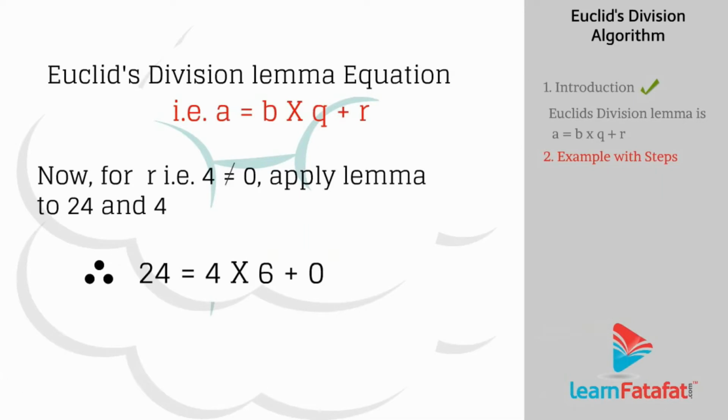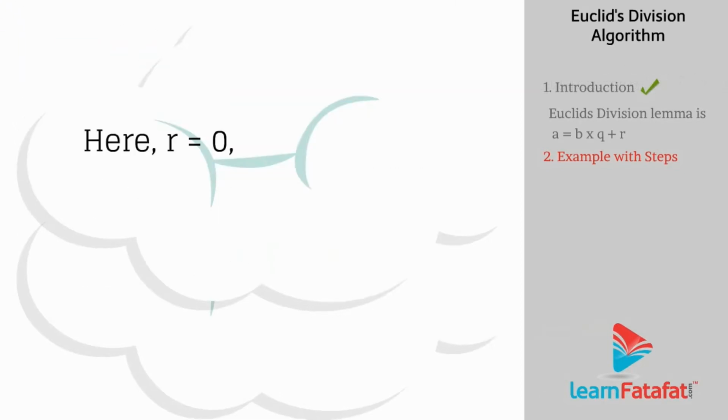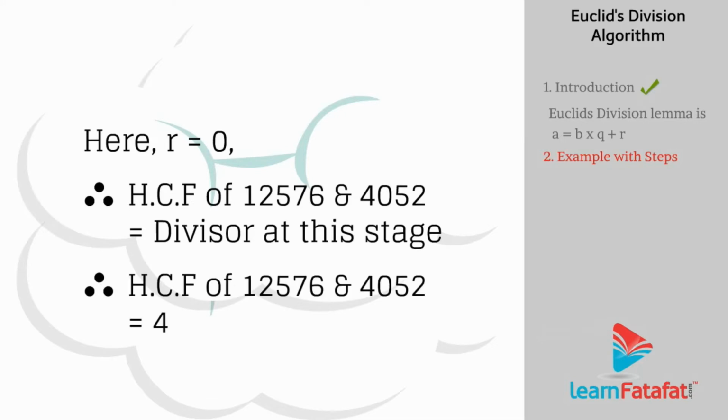Now, R, that is 4, is not equal to 0. Apply lemma division to 24 and 4. Here, R is equal to 0. Therefore, HCF of 12,576 and 4,052 is equal to the divisor at this stage.